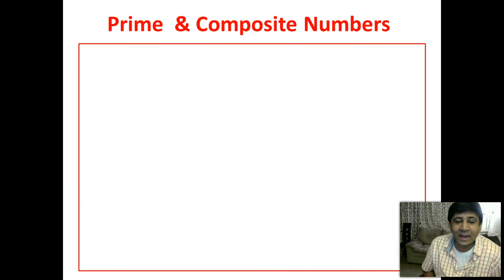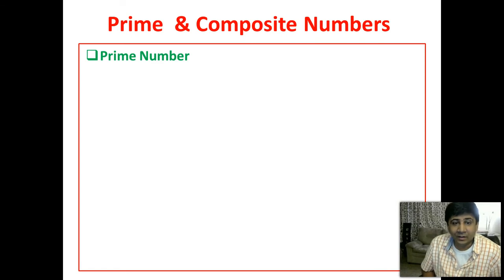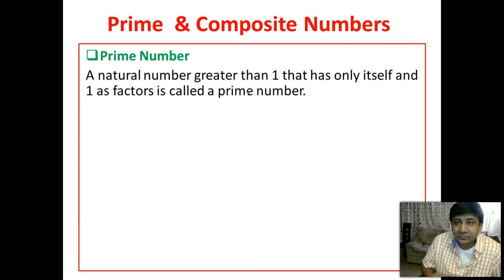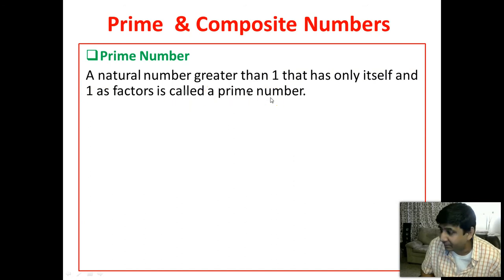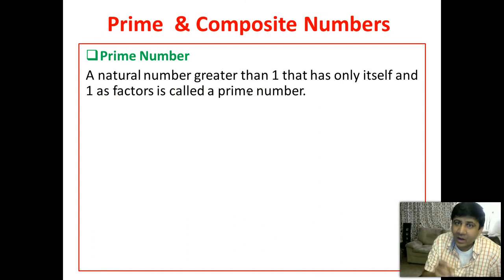Now, this slide is about a few more definitions about numbers, and we are starting with the most important one here, the prime numbers. Any natural number greater than 1 that has only itself and 1 as factors is called a prime number. So a prime number is one which has only two things which divide it: itself and 1.